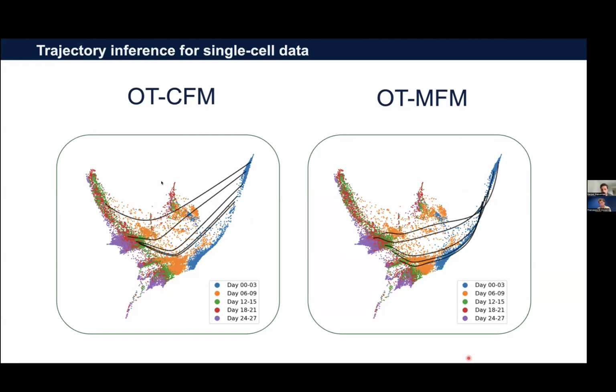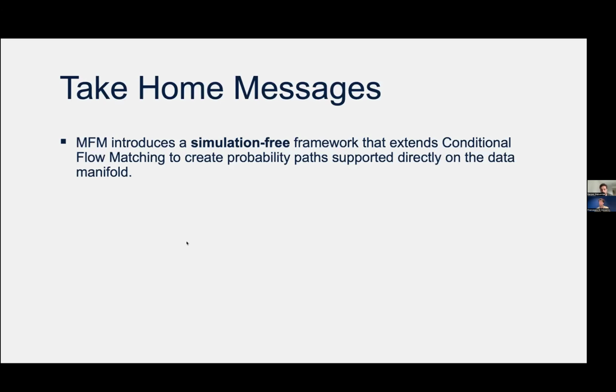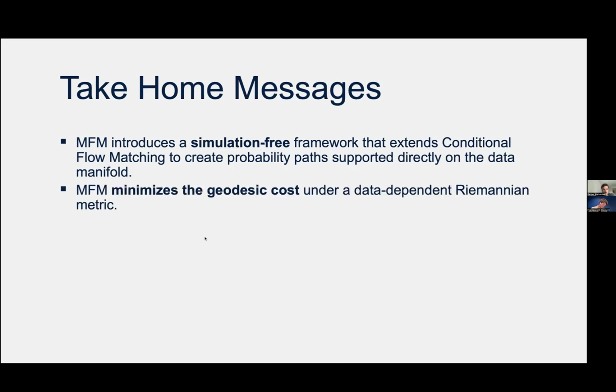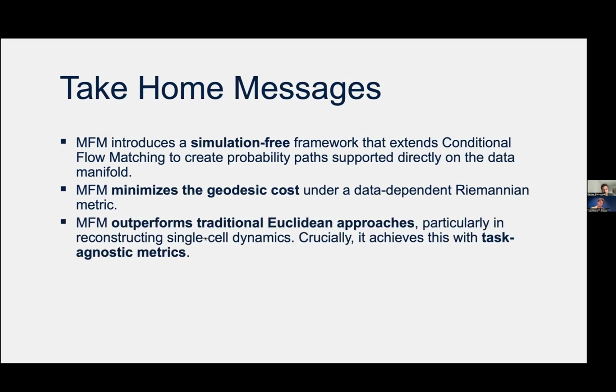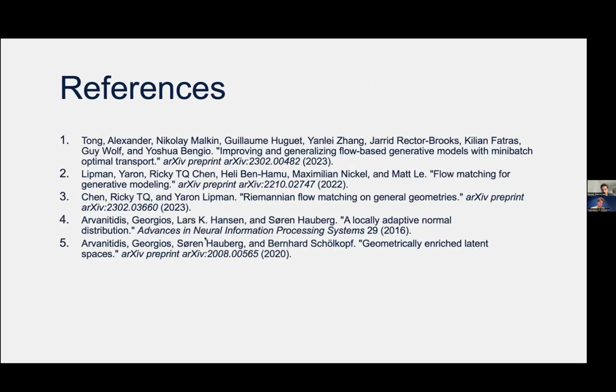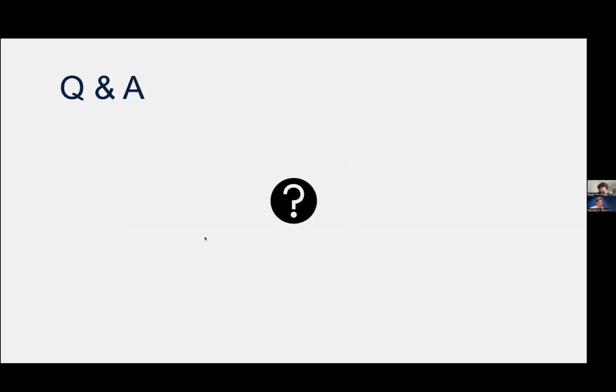And I believe that would be all regarding our results. So now we can move on to the final messages of our presentation. Just to sum up, metric flow matching is simulation free. It generalizes conditional flow matching, and metric flow matching probability paths are supported directly on the data manifold. To achieve that, we minimize the geodesic cost formulated as the kinetic energy on a data-dependent Riemannian manifold. And again, for reconstructing single cell dynamics, we outperform all methods relying on Euclidean geometry with simple task-agnostic metric. And I believe that would be all from us. And now we could proceed to questions.